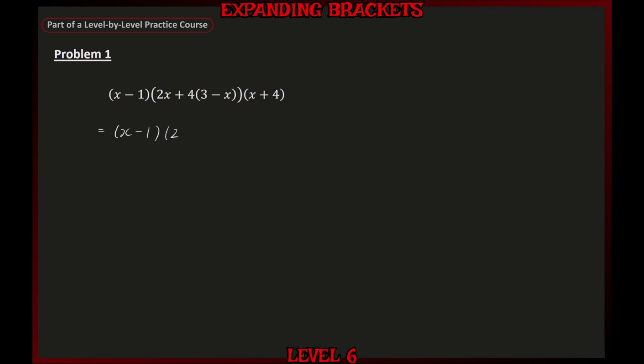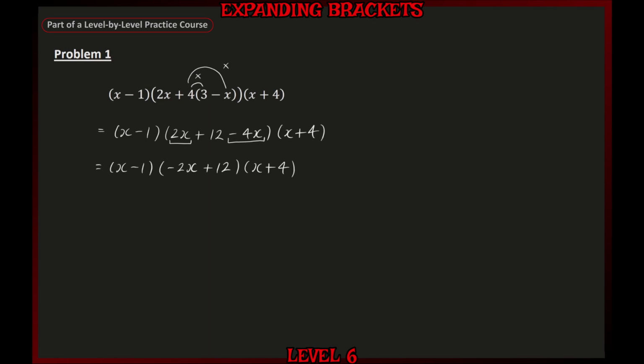From that middle bracket, we have 2x plus, and we can now expand this bracket that's in the center. So 4 times 3 gives us 12, and 4 multiplied by minus x gives us minus 4x. And the bracket at the end just stays the same, so x plus 4. Now looking at that middle bracket, we can simplify, and we can do this by collecting together the like terms. So we have a 2x and a minus 4x that we can collect together. So we have x minus 1 multiplied by, and 2x minus 4x is minus 2x. We still have a plus 12 in that bracket, and the final bracket of x plus 4 at the end.